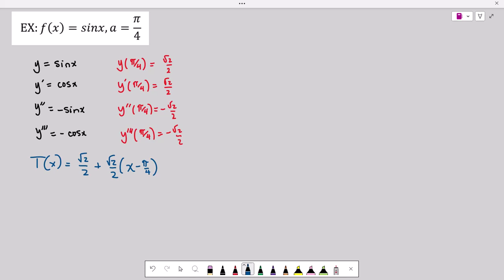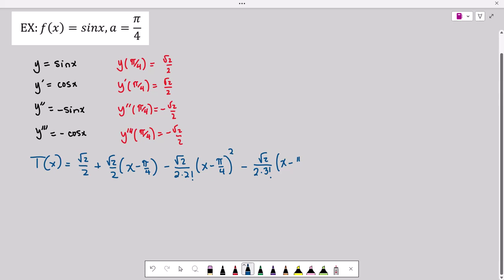And then we get to the third constant. And we get (x minus the center) squared divided by 2 factorial. Put that 2 factorial in the denominator of the root 2 over 2. And our final term, root 2 divided by 2 times 3 factorial times (x minus pi divided by 4) cubed, plus dot, dot, dot.